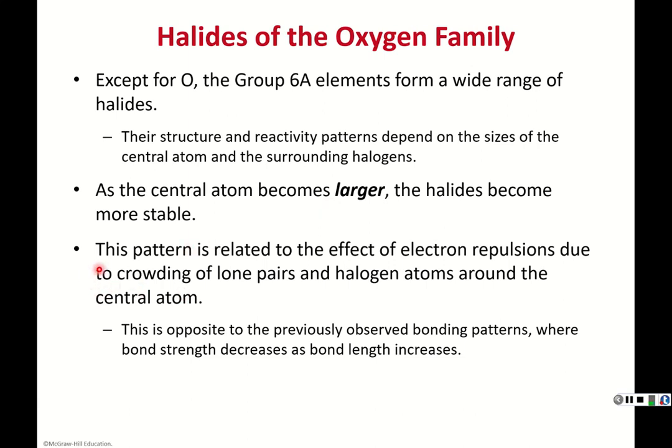The pattern is related to the effect of the electron repulsions due to crowding of the lone pairs and halogen atoms around the central atom. Right? This is opposite to the previously observed bonding patterns, where bond strength decreases as bond length increases. So that's just one sort of unique example of the opposite of a trend that we're used to.